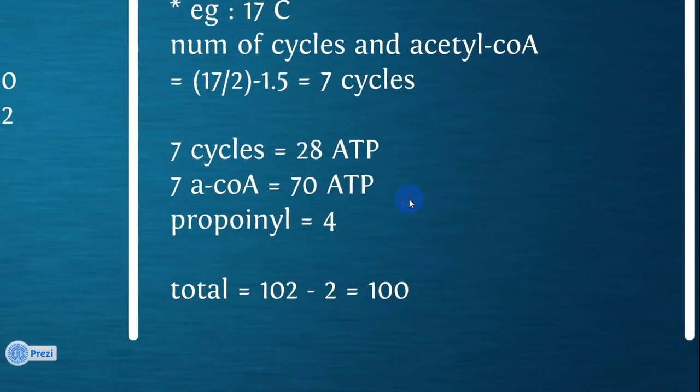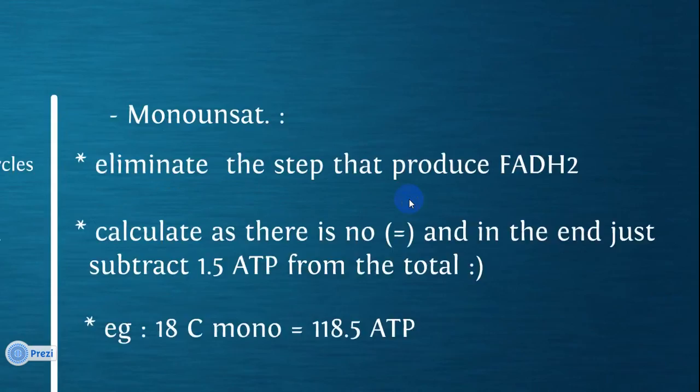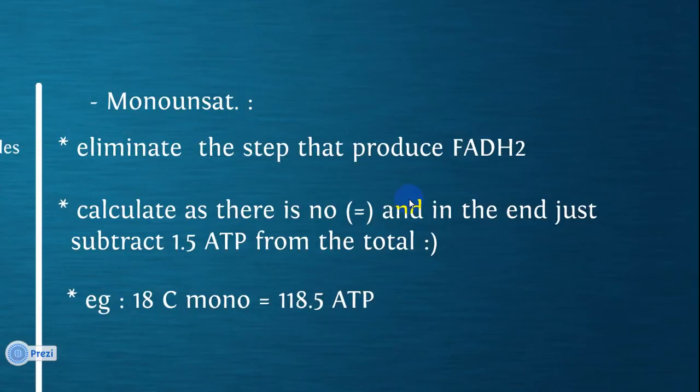Okay, so just remember this equation, how to calculate. It's very easy to do. The last one is the monounsaturated fatty acid. To understand it in an easy way, the fatty acid has one double bond. Now during beta oxidation, in the cycle of the double bond, there will be no FADH2. But in all the other cycles in the monounsaturated fatty acid, there will be FADH2.